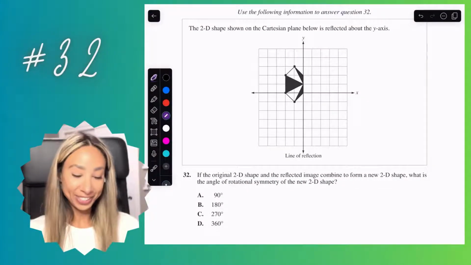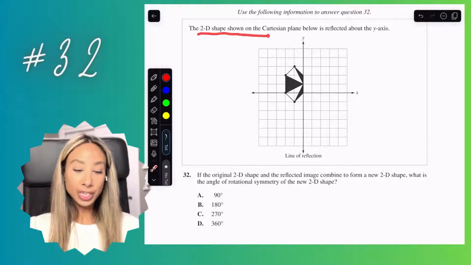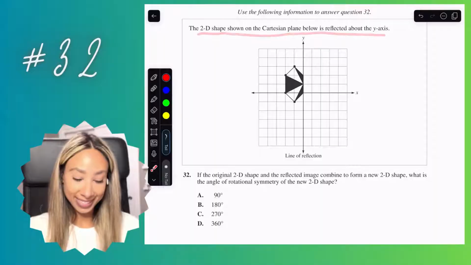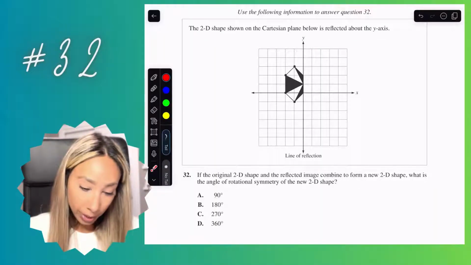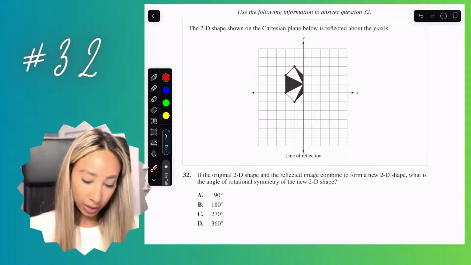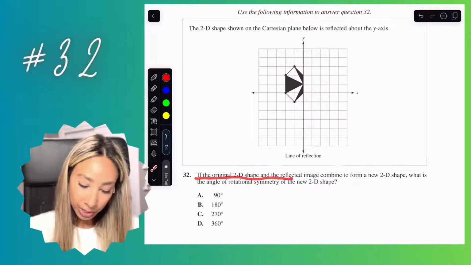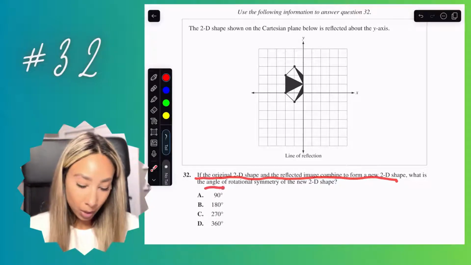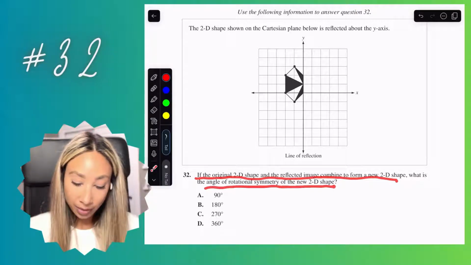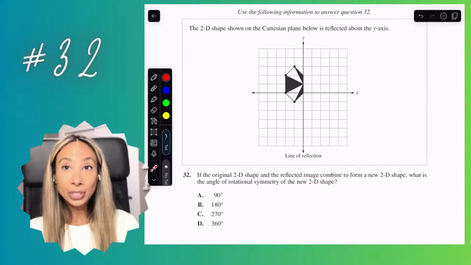Okay, number 32 here. So if the 2D shape shown below on the Cartesian plane is reflected about the y-axis, we want to know, if the original 2D shape and the reflected image combine to form a new 2D shape, what is the angle of rotation of the new 2D shape? Okay, so this is an interesting one.